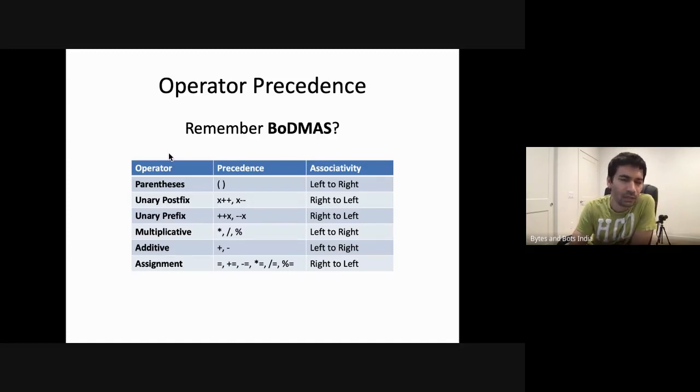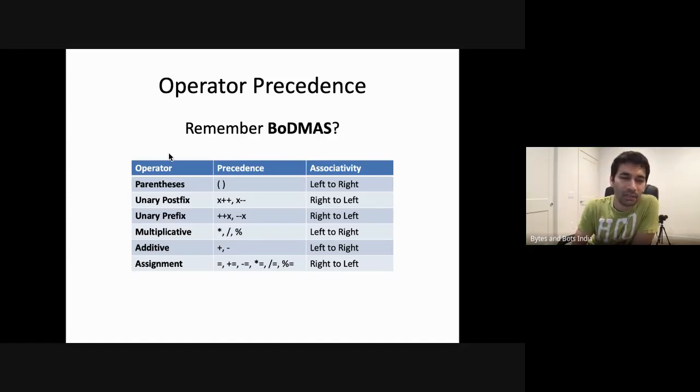It's a common term for that. Even their precedence is left to right, which means first Java will evaluate everything to the left of this expression, and then everything to the right, and then it will multiply or divide or whatever it is. So if it is 3 multiply 2, it will first pick up 3, then pick up 2, and then multiply them together, right?